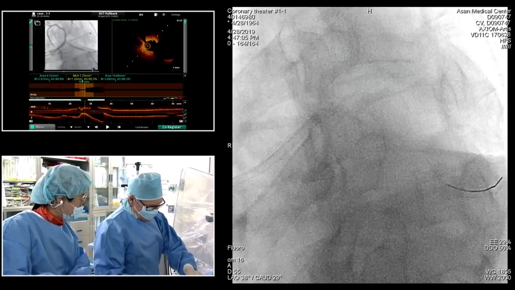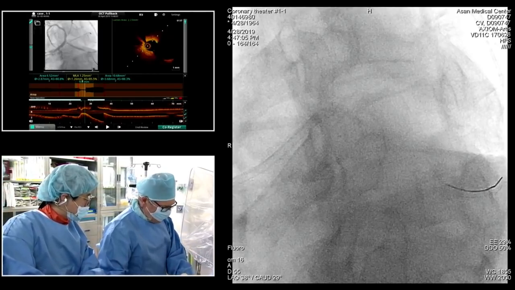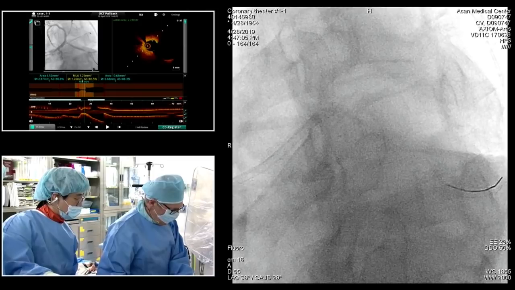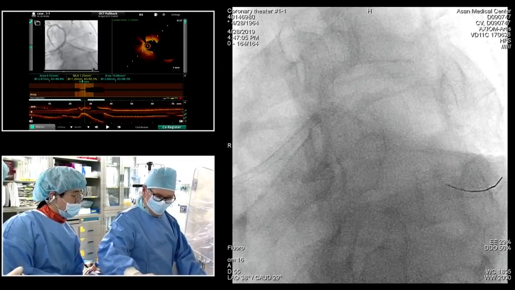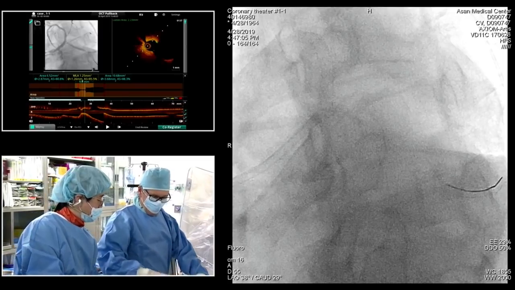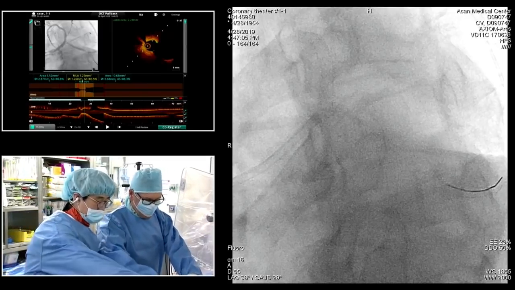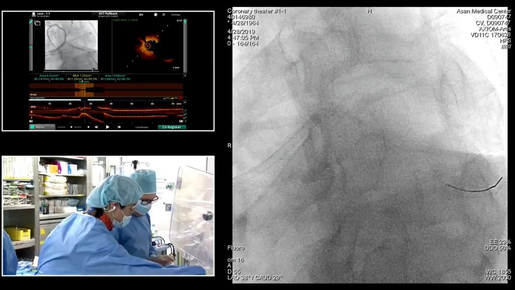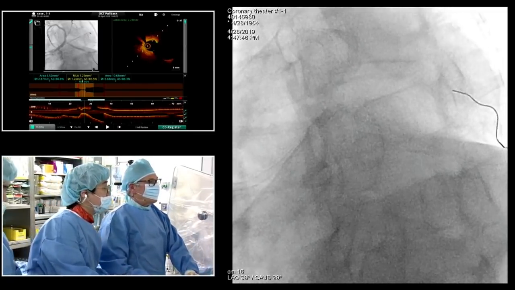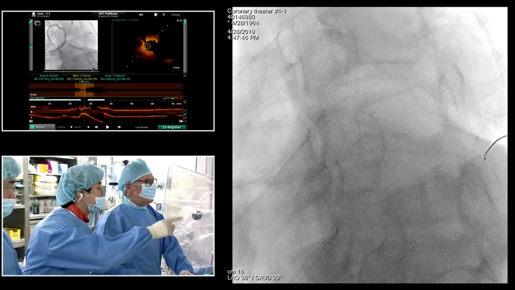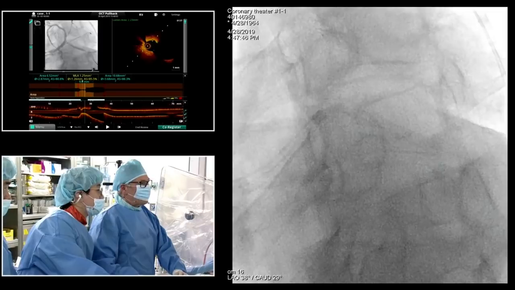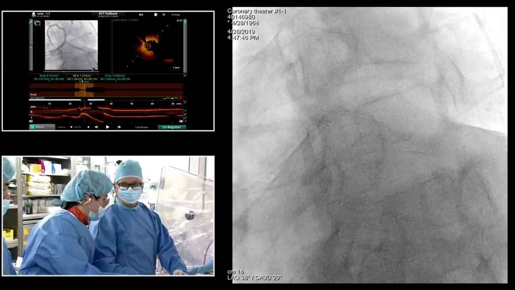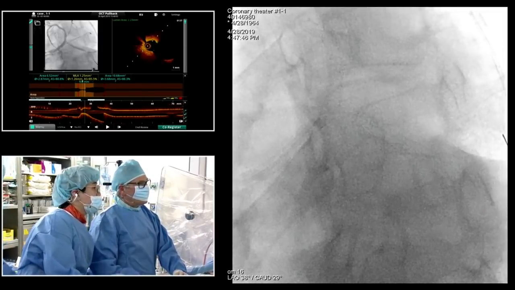So it's a 3.0 cutting balloon, right, Thierry? 4.0. 4.0. What pressure? 5 atmospheres. Okay, low pressure. But we're not able to cross the strut because probably there is a lot of metal here. So what we can do is use a 4.0 non-compliant balloon. Okay, 4.0.